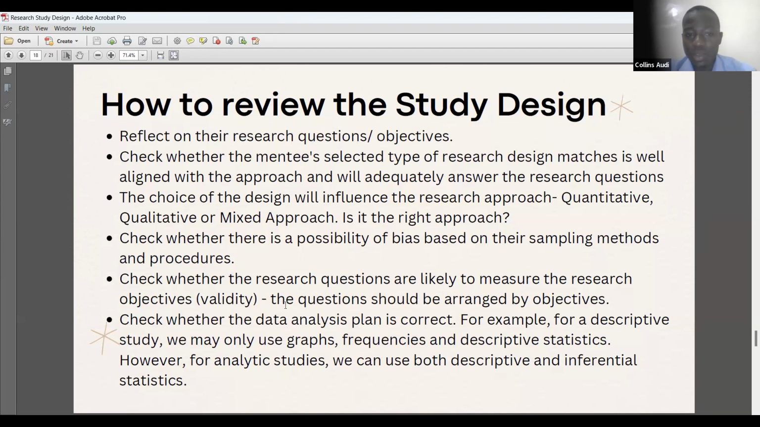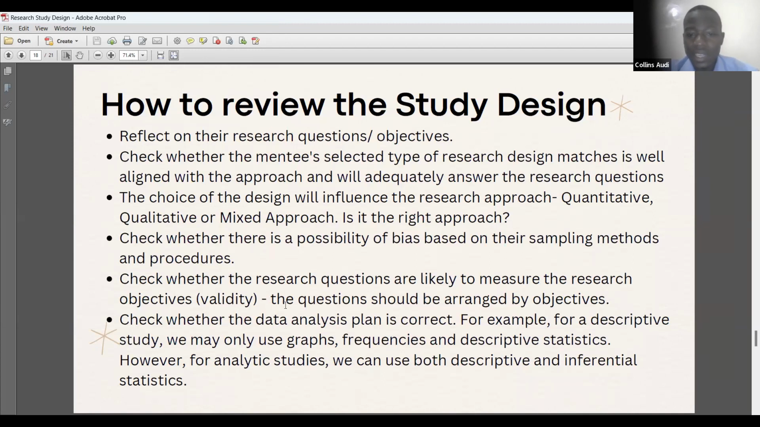Also check whether there's a possibility of bias based on the sampling methods and procedures. You have to use the correct sampling methods and procedures. Sampling will depend on the number of samples that you are going to have and the outcomes in your study. Also check whether research questions are likely to measure the research objectives, the validity. You should arrange these questions by objectives and ensure that they measure exactly these objectives.